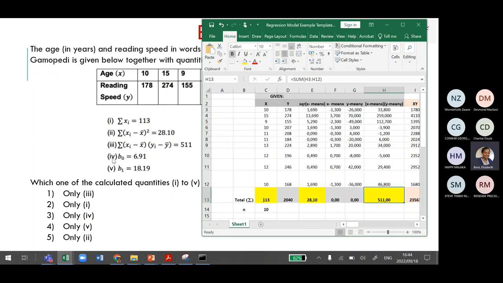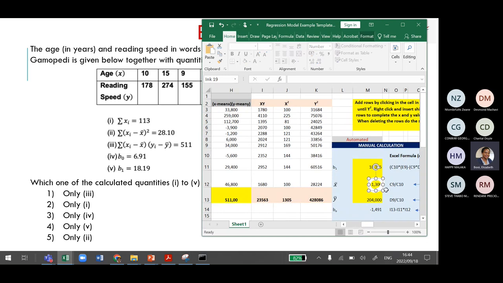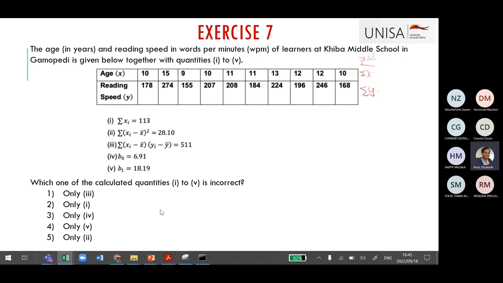Number four, it says B0 is 6.91. We can go to the B0s. Let's remove the ink. B0 is 1 minus 1.491, which is not correct. And B1 is 18.19, which is correct. If I make it three decimals, it's the same. So the only incorrect answer here is 4. Now, answering the question, which one of the calculated quantities from 1 to 5 is incorrect? It's only number 4, which is option 3.